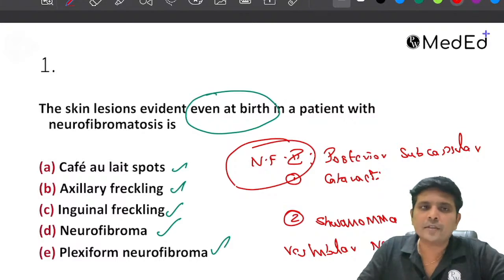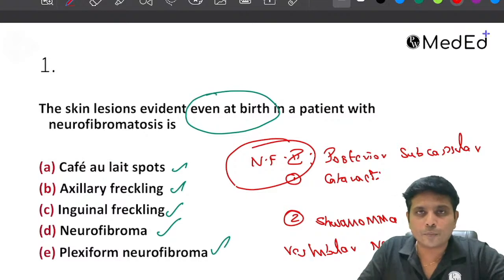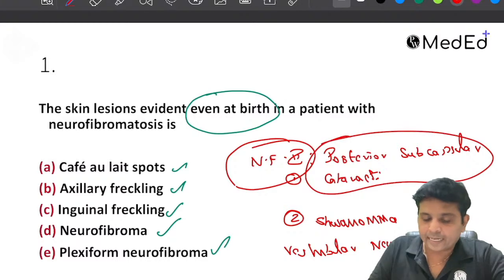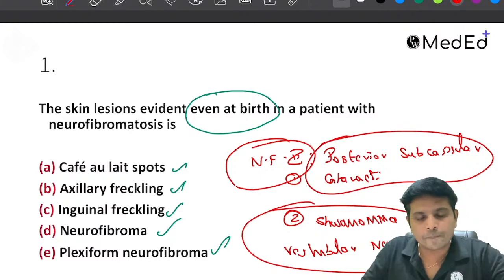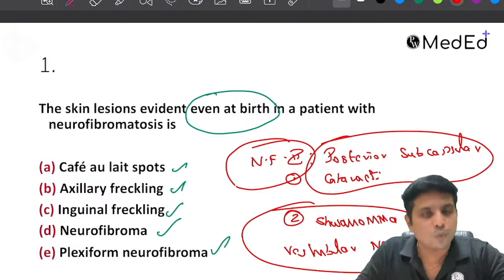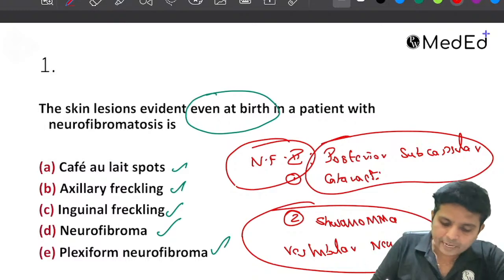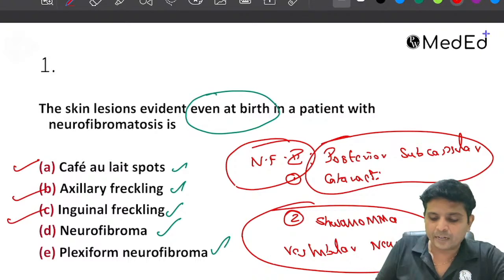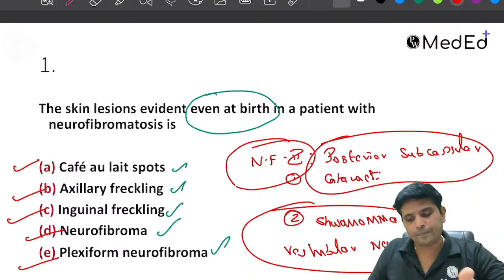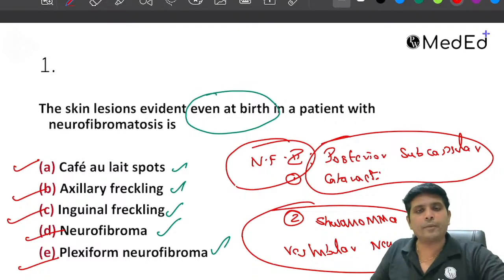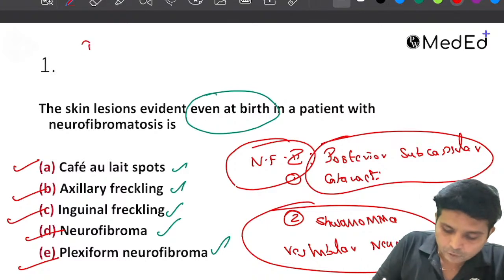So when the question is, the following are lesions of neurofibroma 1 except, kindly search for posterior subcapsular cataract and for schwannoma, because they are the lesions of neurofibroma 2 and not neurofibroma 1. You all know that café-au-lait spots, axillary freckling, inguinal freckling, neurofibroma and plexiform neurofibroma can all come. But beyond that, what else can come in children with neurofibroma 1?